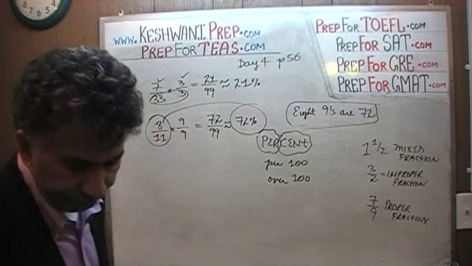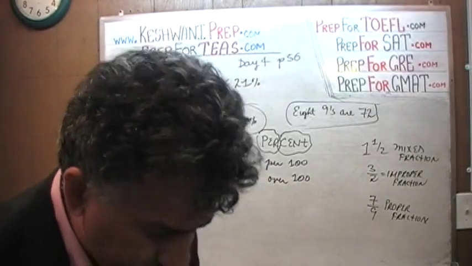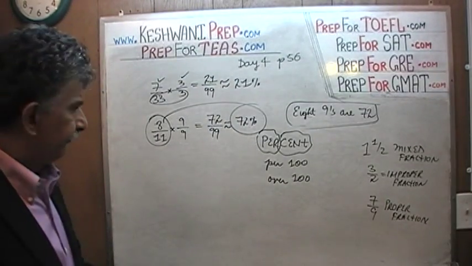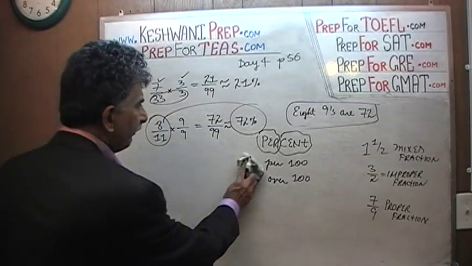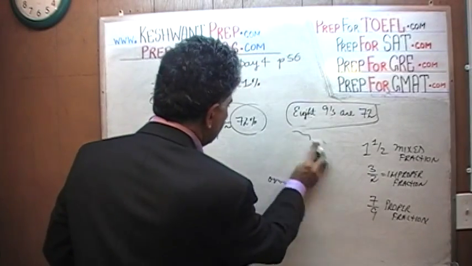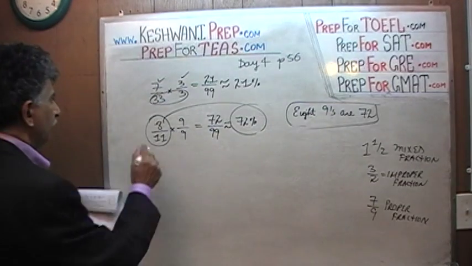Let's do one more, shall we? The next one I have on the list is a little bit tricky. I'm going to erase all this, we don't need it. Let's do one more.